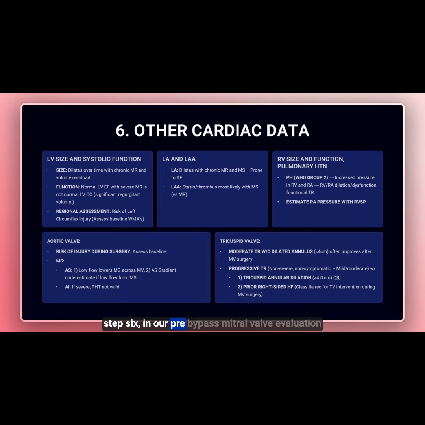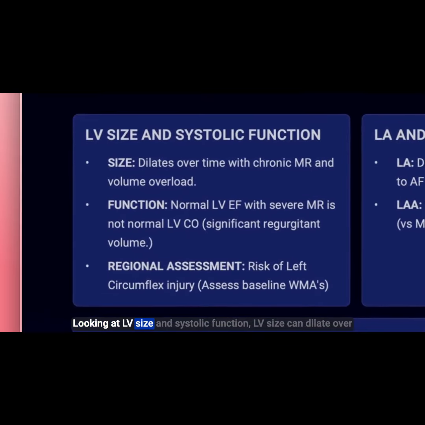Step 6 in our pre-bypass mitral valve evaluation will consist of looking at all the other cardiac data that could be relevant for the surgery. Looking at LV size and systolic function, LV size can dilate over time with chronic mitral regurgitation and volume overload. The function can appear normal, but because there's significant regurgitant volume in an MR jet, normal LV ejection fraction does not always indicate normal cardiac output.